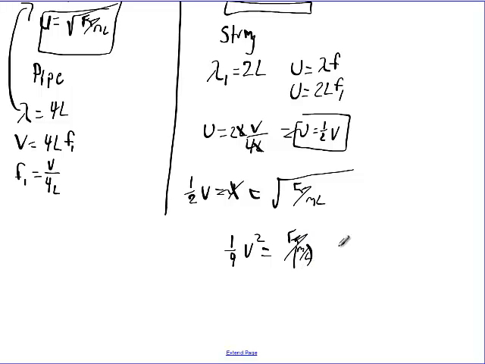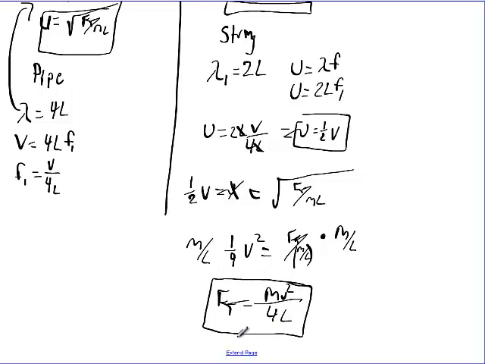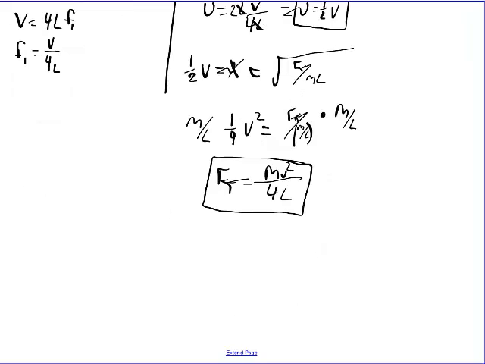Okay, now go ahead and multiply both sides by mass per unit length, and I get the tension in the string, Ft, is equal to mv squared over 4L. So the tension in the string, if we're going to tune it up, needs to be the mass of the string times the speed of sound in air squared divided by 4 times the length of the string, which the second part of this problem actually uses.